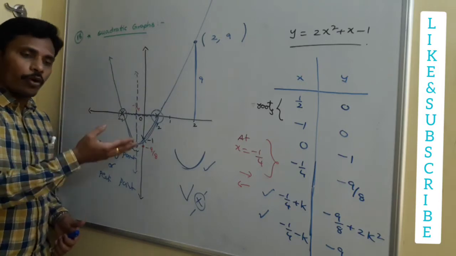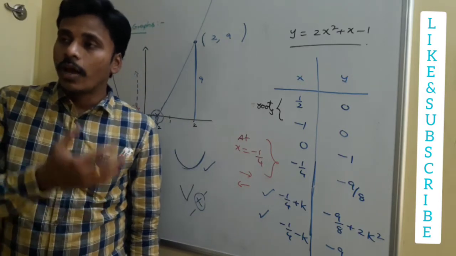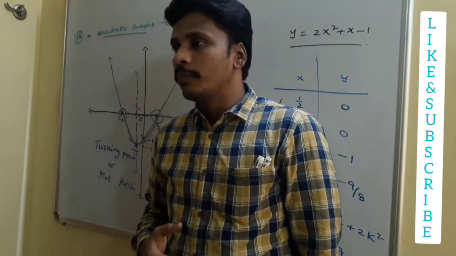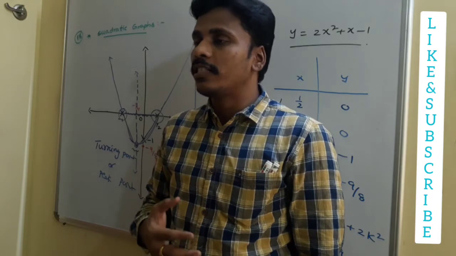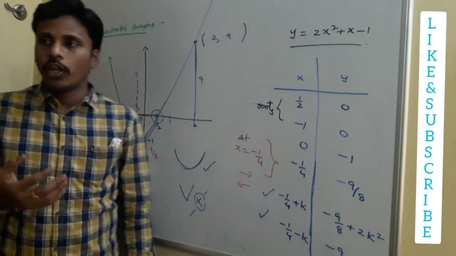Whenever the graph is positive, whenever the graph is negative, whenever the graph is increasing, whenever the graph is decreasing, whenever the y has minimum value. For all those things, it is easy for us to answer the questions if you have a rough sketch with you. Right? Have a look.